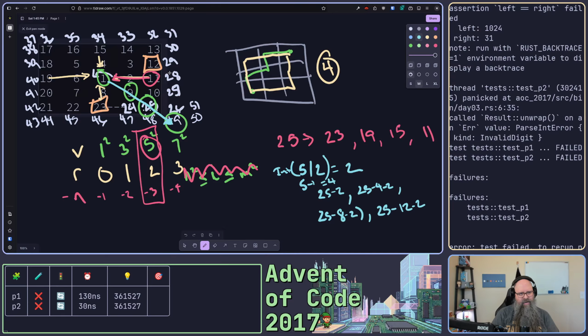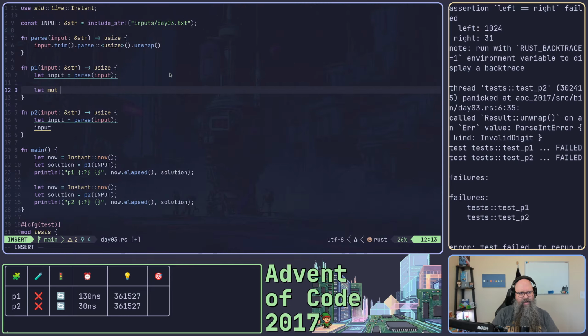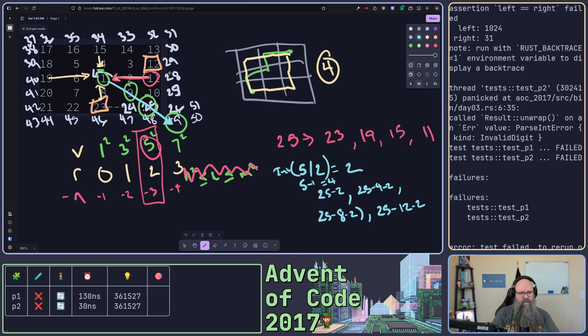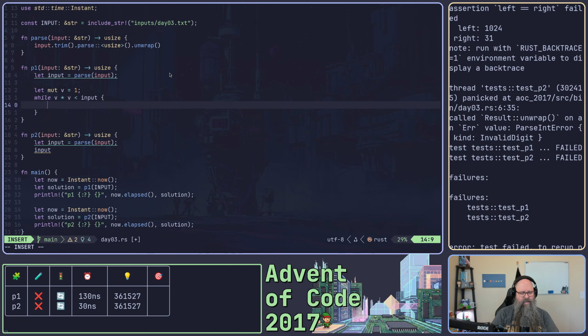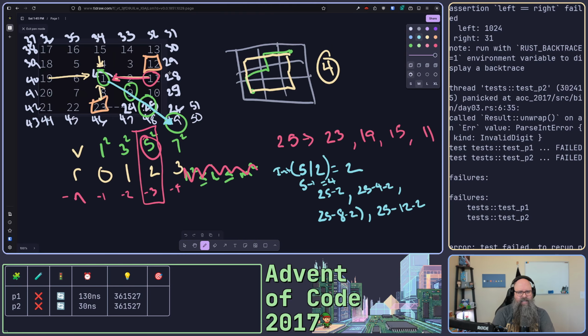We call it V here, right? Mut V equal 1. While V times V is less than input, V plus equal 2. Is that right? So now we know what our V is.